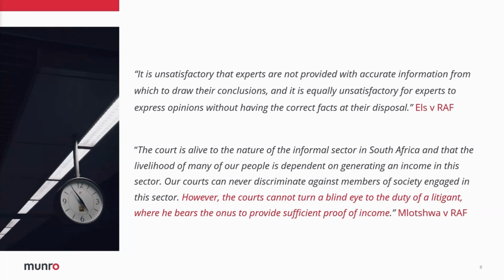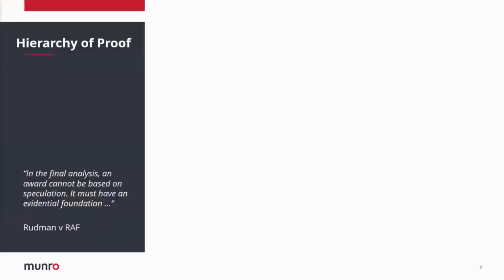I think something that we deal with a lot as well is the informal sector in South Africa, the cash in hand type jobs. And in Slotshire versus RAF, the court certainly acknowledged the fact that there is a sizable sector in employment in South Africa, and that it is not easy to provide collateral, but yet the court ultimately ruled, and I'm going to read that sentence, however, the courts cannot turn a blind eye to the duty of the litigant, where he bears the onus to provide sufficient proof of income.